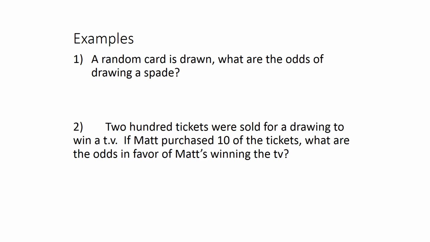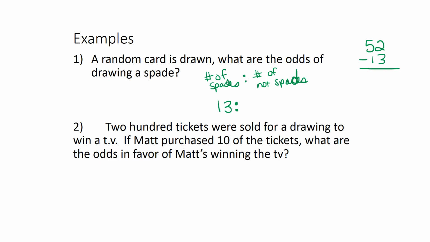A random card is drawn. What are the odds of drawing a spade? So again, we want the number of spades, colon, the number of non-spade cards. So we do not mess around with the 52 like we do with probability. There are 13 spades, and then you have to figure out how many are not spades. Well, there's 52 total minus 13. That should give you 39. So there's 39 cards that are not spades.